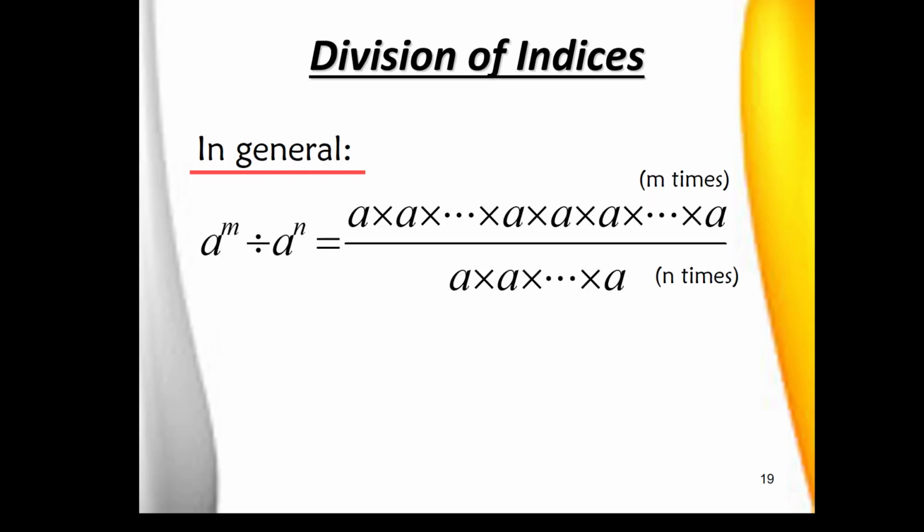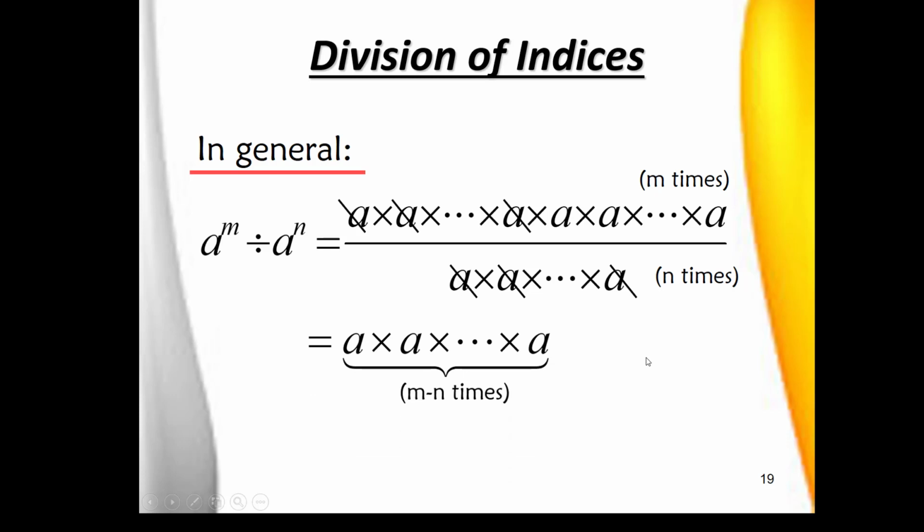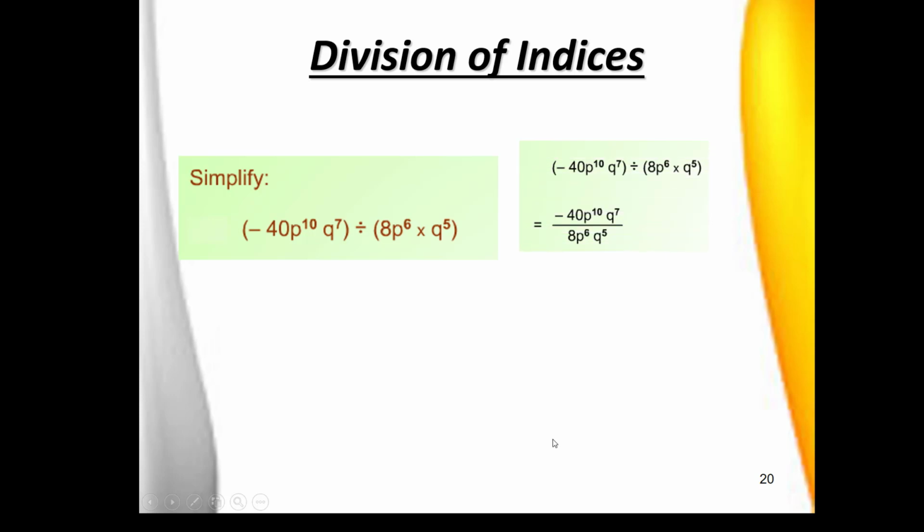So in general, when you have a to the power m, divided by a power n, the numerator has m times, the denominator has n times. If you were to cancel, all the n times will be cancelled out, and you are left with m minus n times. So you write it as a to the power of m minus n. When you do your calculation, the first 2 steps are not necessary because you have learned indices already. What you need is just to write this step of a raised to the power of m minus n. So remember, when you do your sum, no need to list everything out.